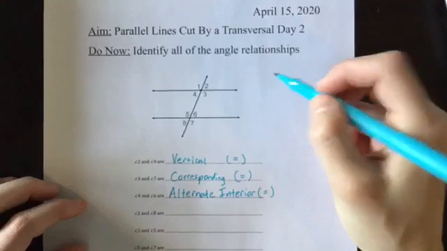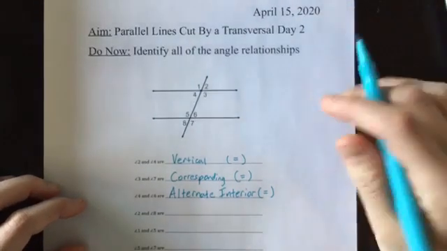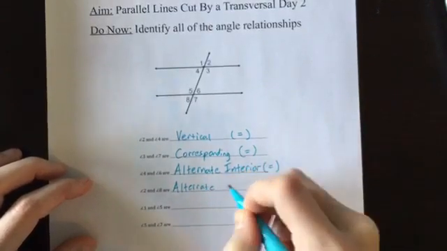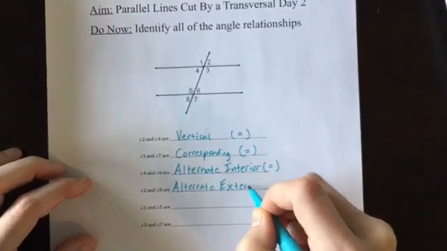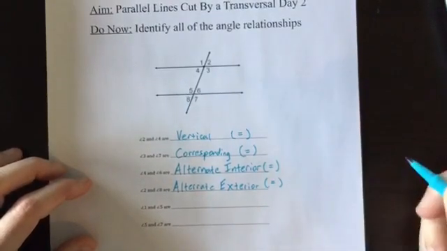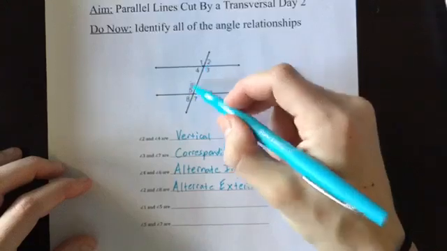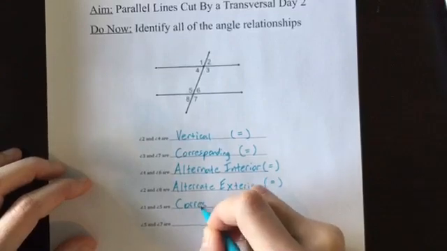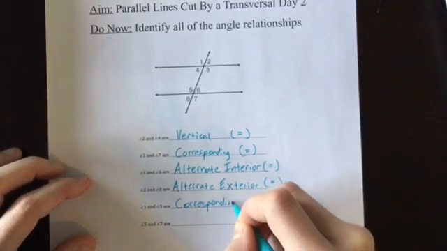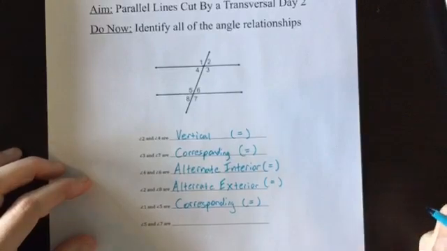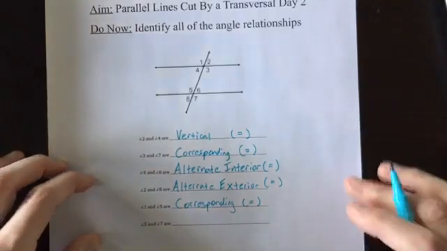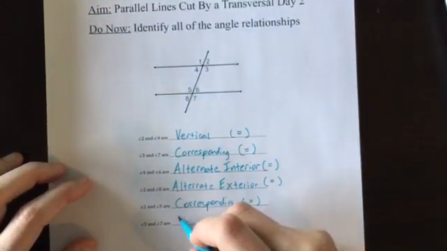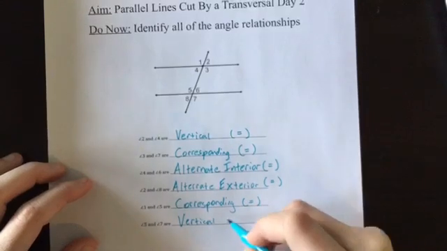Angle 2 and angle 8, both on the exterior, opposite sides of the transversal. One upper, one lower. Those are alternate exterior. Those are also equal. Angle 1 and angle 5, same side of the transversal, right? They're both those obtuse angles. Those are also going to be a corresponding angle pair. That's the type of angle relationship that, besides vertical angles, we have the most of in parallel lines cut by a transversal. And speaking of which, angle 5 and angle 7 are also vertical angle pairs.